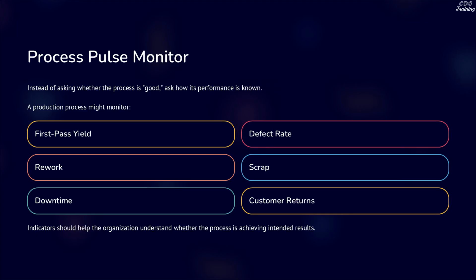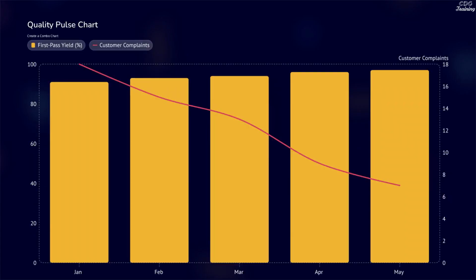Monitor process performance through key indicators like yield, defect rate, and downtime. These metrics help determine if processes are achieving their intended results. The Quality Pulse chart visually represents the relationship between first-pass yield and customer complaints, providing insights into process effectiveness.